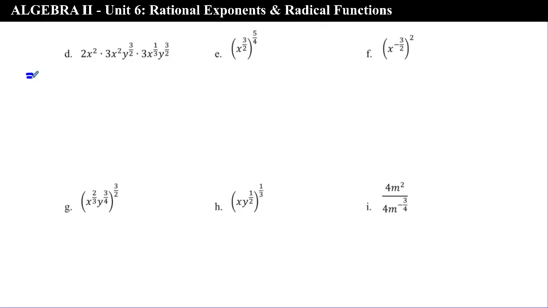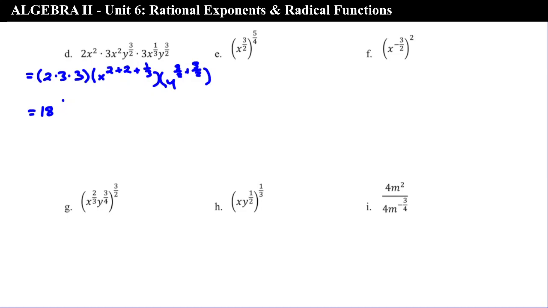Again, let's take care of our coefficients first. 2 times 3 times 3. And then let's do our x's. We got x to the 2 plus 2 plus 1/3. And then you've got y to the 3/2 plus 3/2. So when you evaluate that, 2 times 3 times 3 is going to give you 18, because 2 times 3 is 6. 6 times 3 is 18.